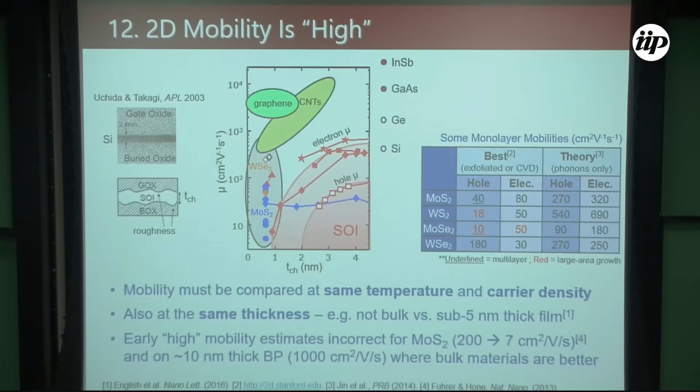And this is all at room temperature. I'm not doing any funny business with mobility at low temperature, right? What is high? So here's my plot of what is high.